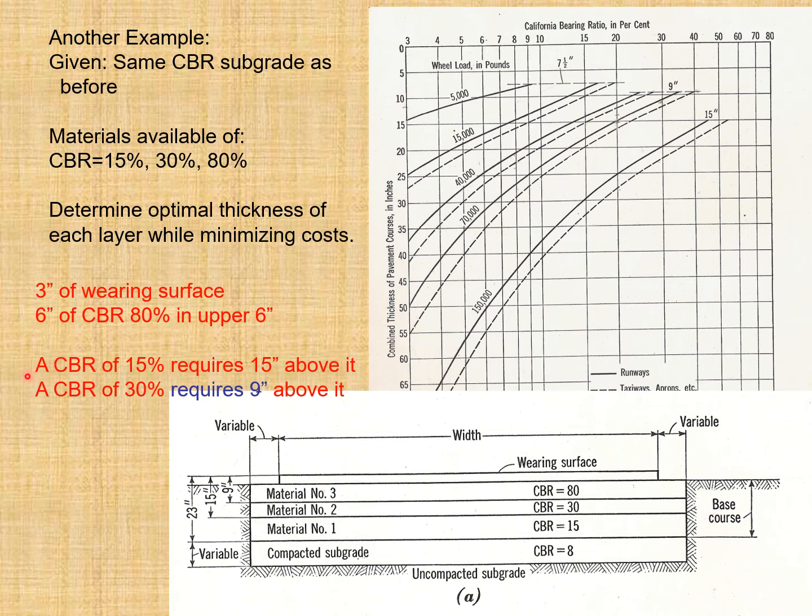So you can see a CBR of 15% requires 15 inches above it. A CBR of 30% requires 9 inches above it. So you can complete this cross section like this. At the top is the wearing surface, and the base course consists of 3 layers. The top 6 inches has a CBR of 80%. Then we have the CBR equal to 30%, and this material has a CBR of 15%.